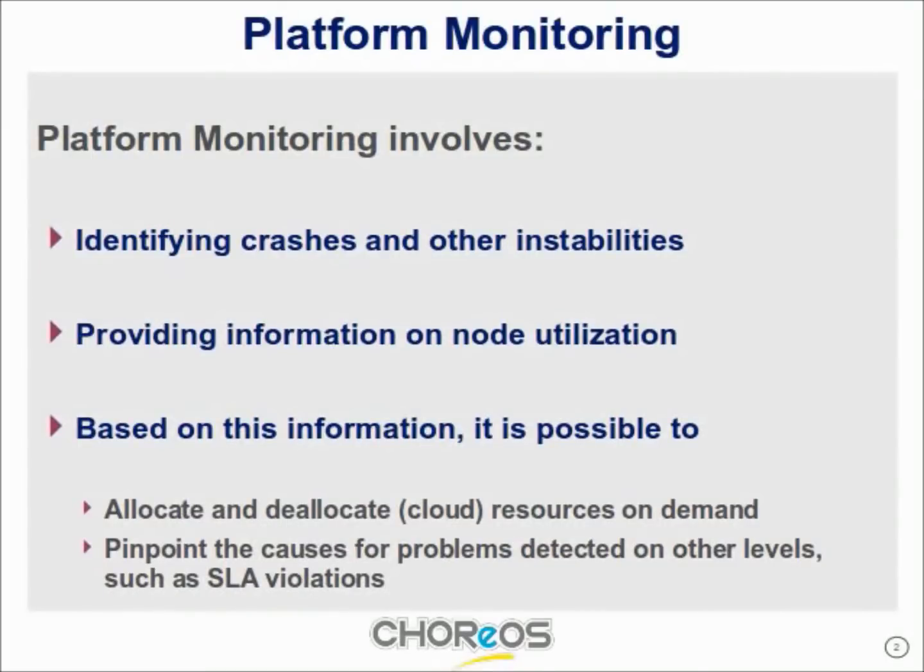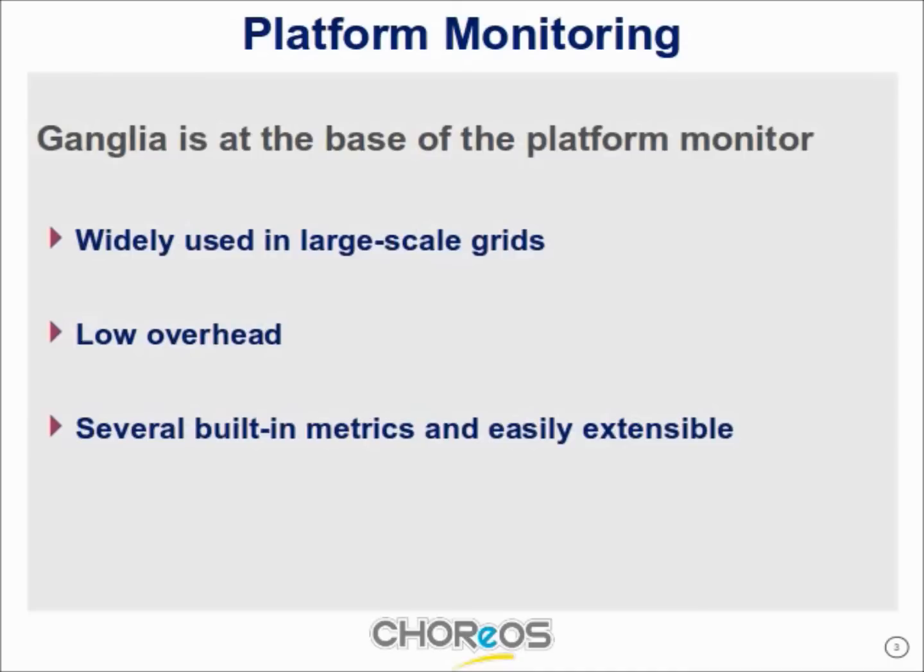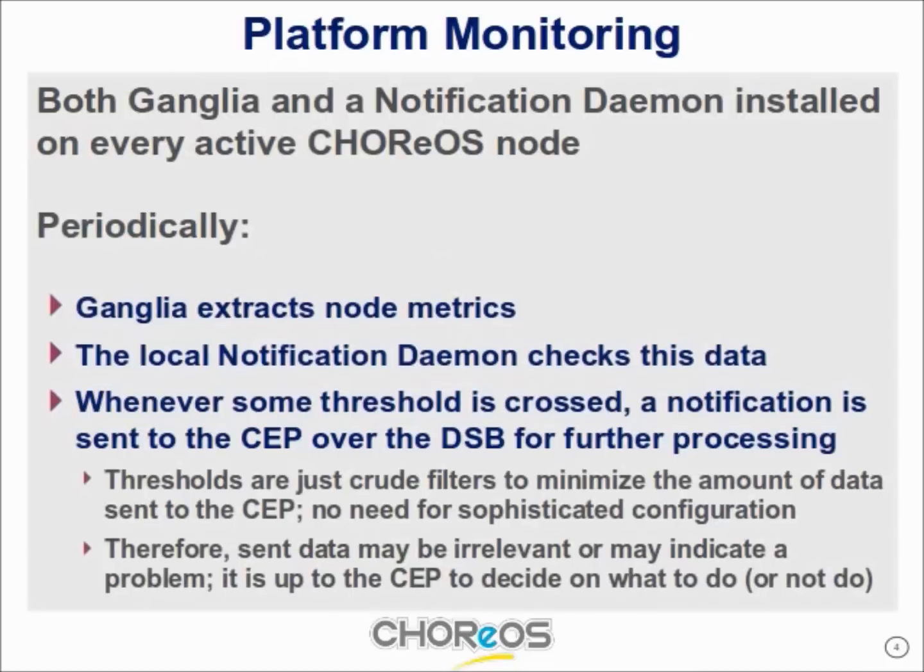In CHOReOS, we also monitor the environment where choreographies are executed, that is, the virtual machines where services run. This enables us to automatically allocate and deallocate cloud resources on demand, as well as to better identify and correct problems such as SLA violations. This is based on Ganglia, a widely used grid monitoring system. Ganglia and the notification daemon are installed on every new CHOReOS node. Ganglia periodically extracts metrics on the current status of the node, and whenever a potential problem is detected, a notification is sent to the Glimpse complex event processor.